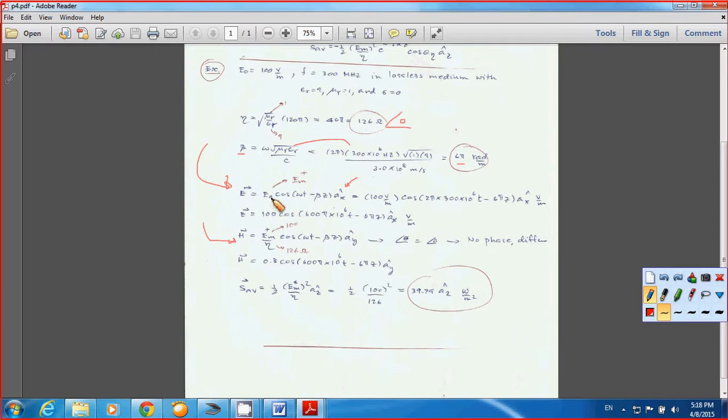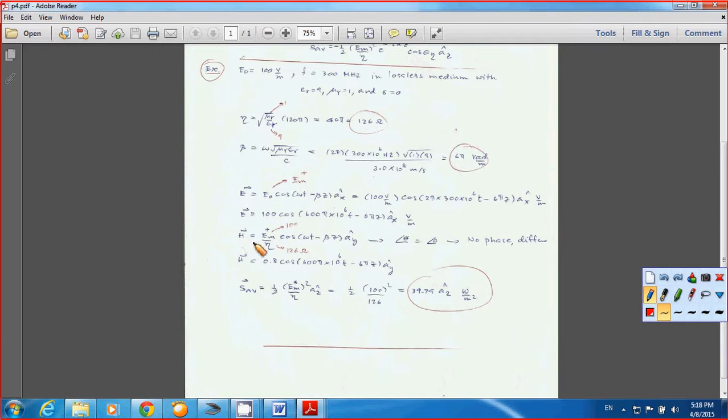Now you plug in E0, which is 100 volts per meter. Omega, you know, is equal to 2 pi f, where f is the frequency, 300 megahertz. And your beta, you already have it here, so it becomes 6 pi. And with the direction in the x direction, in volts per meter. This is your E.